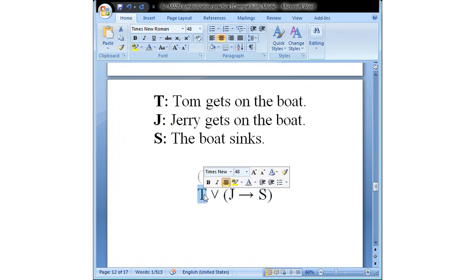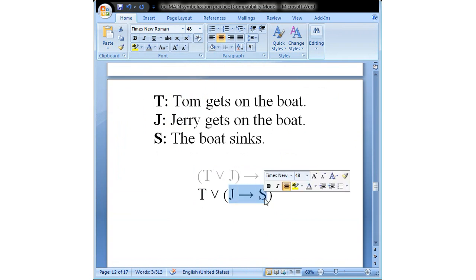Either Tom's going to get on the boat, or, and now I'm making another claim, and that claim is a conditional statement: if Jerry gets on the boat, then the boat will sink. Either one of those things is going to happen, perhaps both, because we're using the inclusive sense of or. Can everyone see that these are very different sentences? They're very different compound propositions.